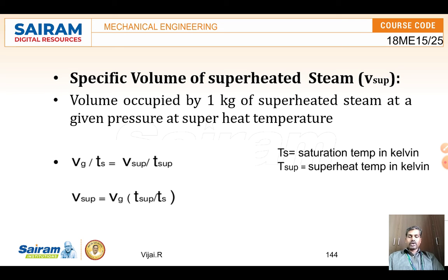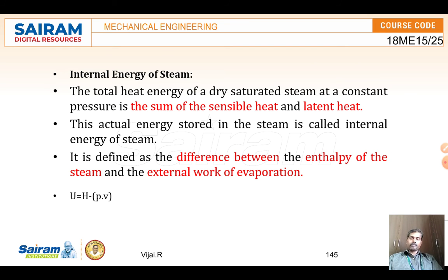And V super is found from the same Vg by Ts. The equation relates the volume at saturation temperature and the volume at superheated temperature, so Vg by Ts is equal to V super by T super. From this equation we can find the volume occupied by 1 kg of superheated steam, that is V super, which is equal to Vg in bracket multiplied by T super by Ts. Okay, from this equation we can find the specific volume of superheated steam.